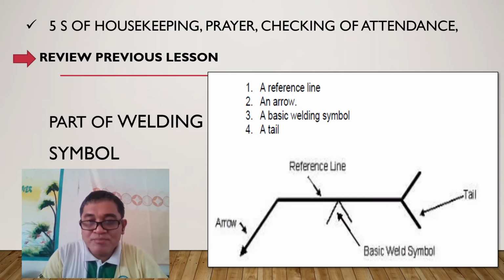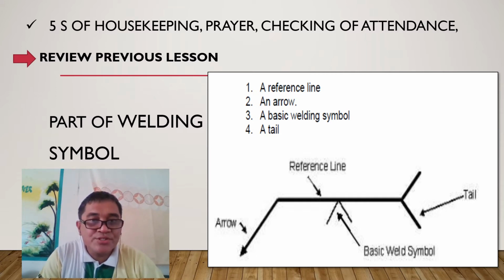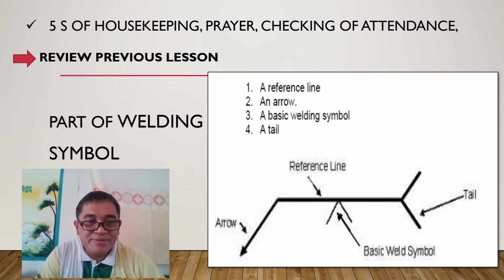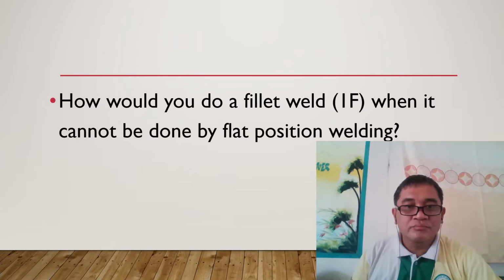So after the preliminary activities, we have the housekeeping, the prayer and checking of attendance. Let's go to the reviewing of our previous lessons, about the symbol of the welding and parts of the welding symbol. As you can see, we have the reference line, number 1. Number 2 is the arrow. Number 3 is the basic welding symbol and a tail.